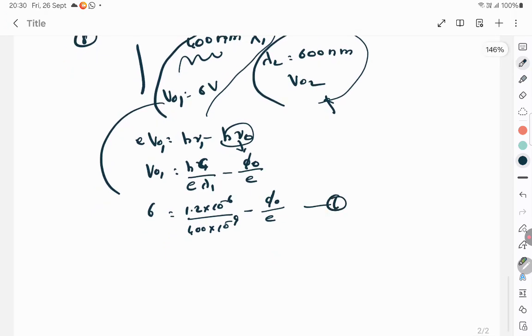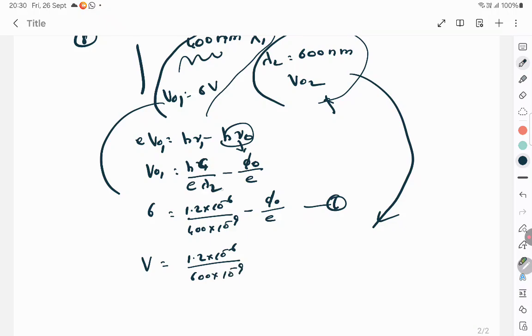Leave it like that and form this as a first equation. Let's do the next equation where there's an unknown voltage for the next wavelength. So it's 1.2 into 10 to the power minus 6 by 600 into 10 to the power minus 9. Considering this is lambda 2, let's write the formula.